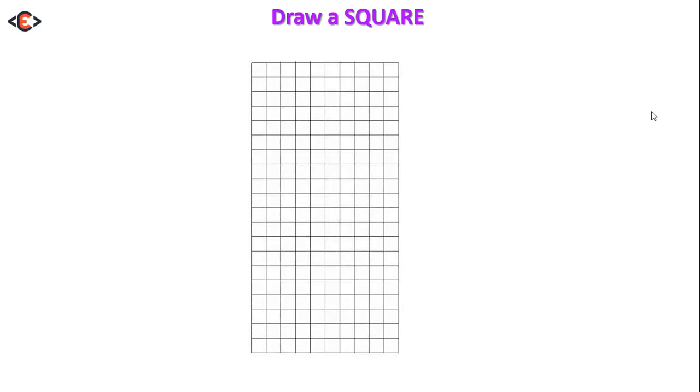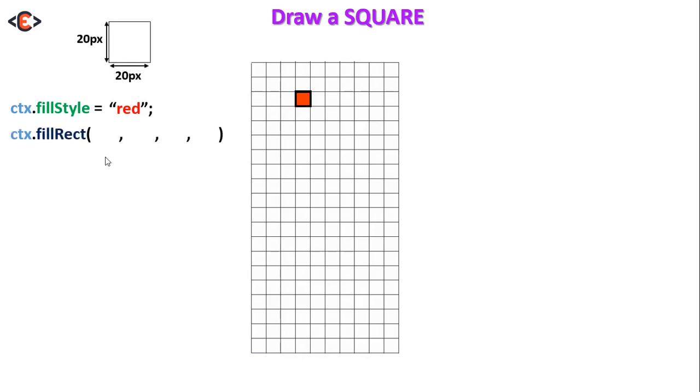Draw a square. As our game board and the Tetromino pieces are made of squares, we will need a function to draw squares. Here is our board. Let's say we have this square. To draw this square, we may first define the fill style or the color. In this case it's red. Then the fillRect. Remember that our square is 20 pixels by 20 pixels, so any square in the board is 20 pixels in width and 20 pixels in height.